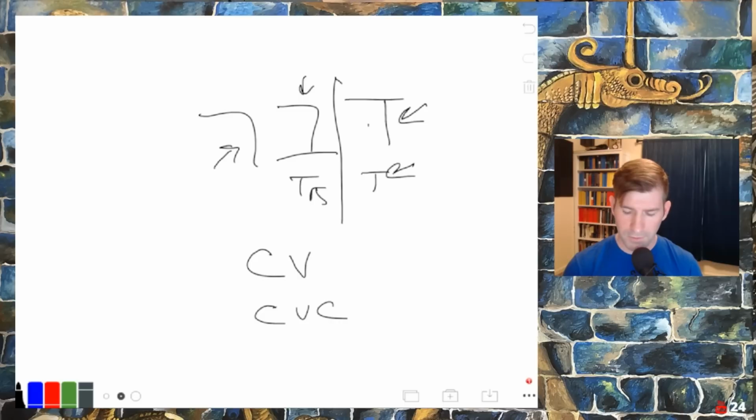One of the things that you need to remember as we go through this is that if you have a consonant vowel consonant, well, that's all I'll say about that for now. I'll come back to it in just a second.